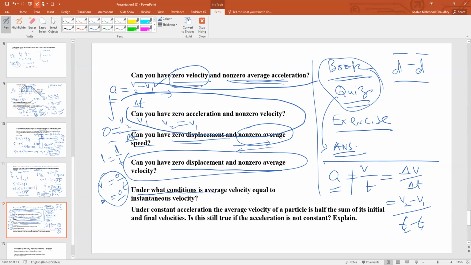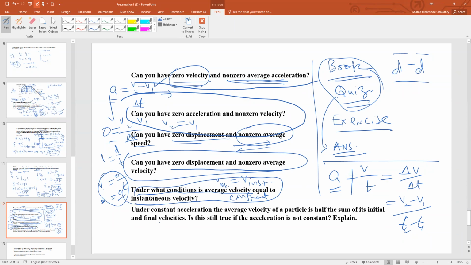Under what condition is average velocity equal to instantaneous velocity? When it's constant. Yes, it is constant velocity, when the body is moving with constant velocity. Okay. This question is important.